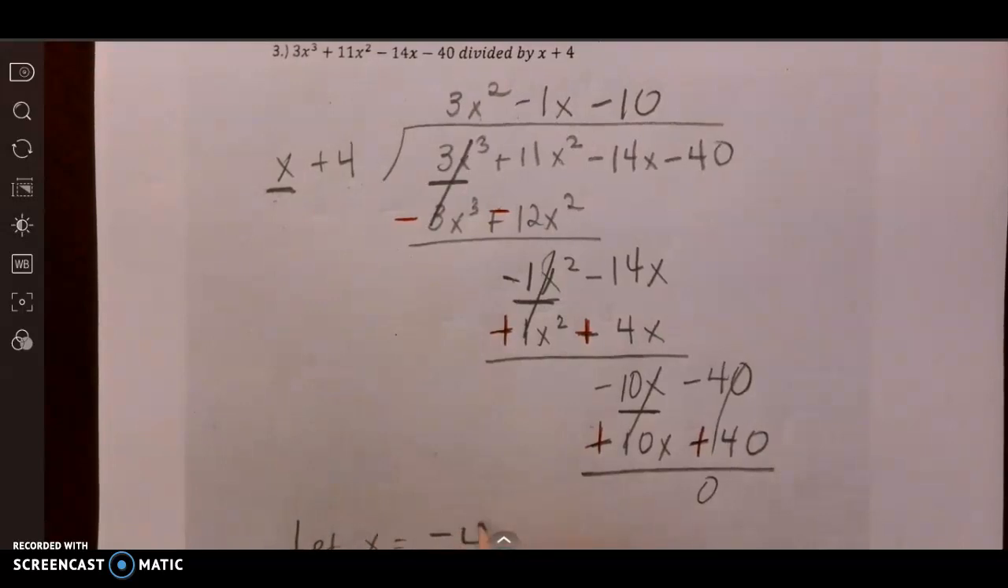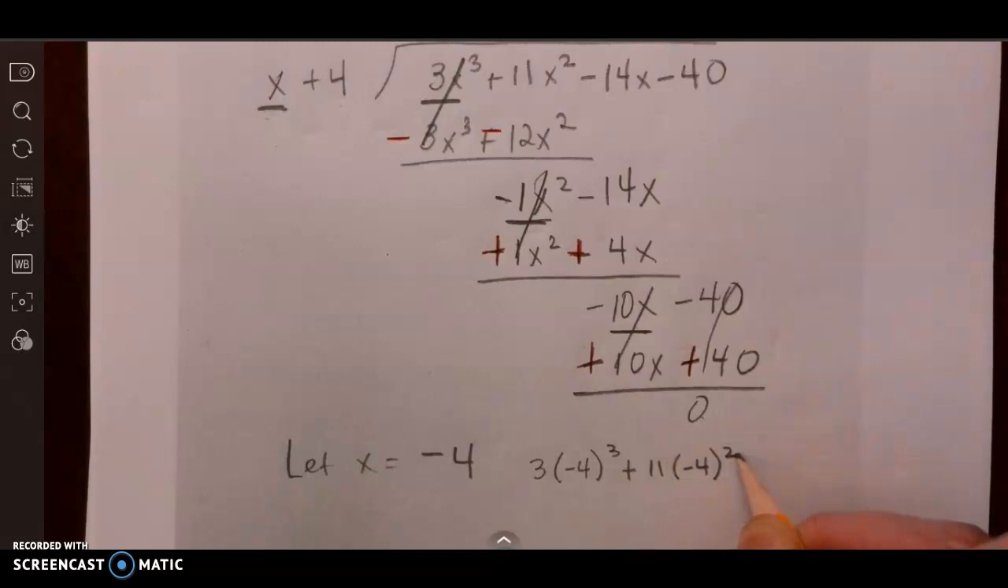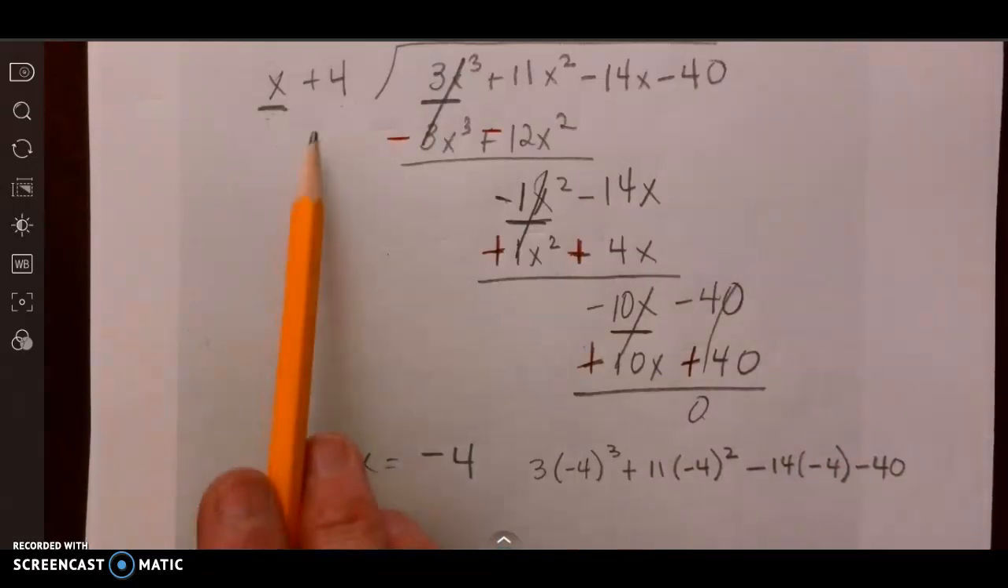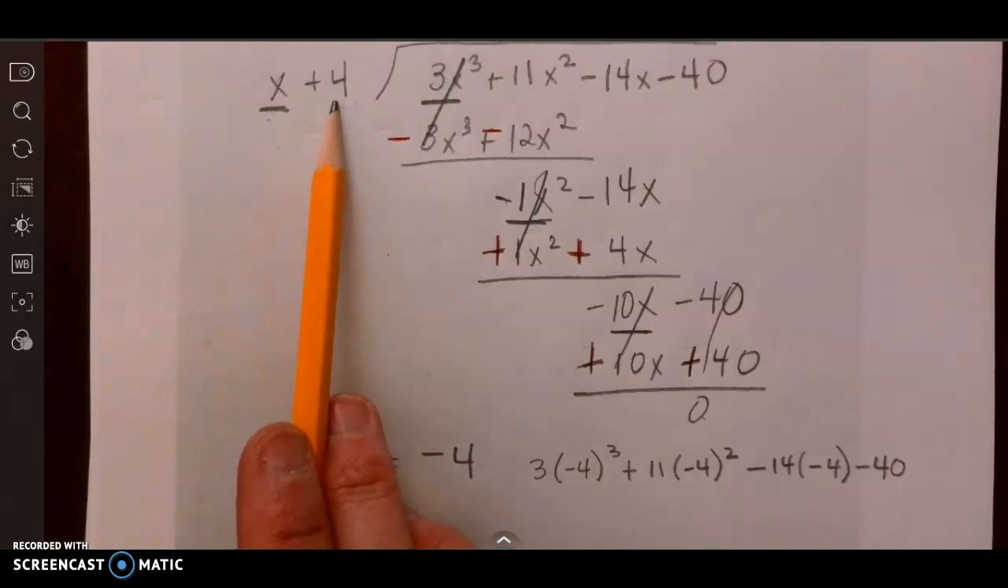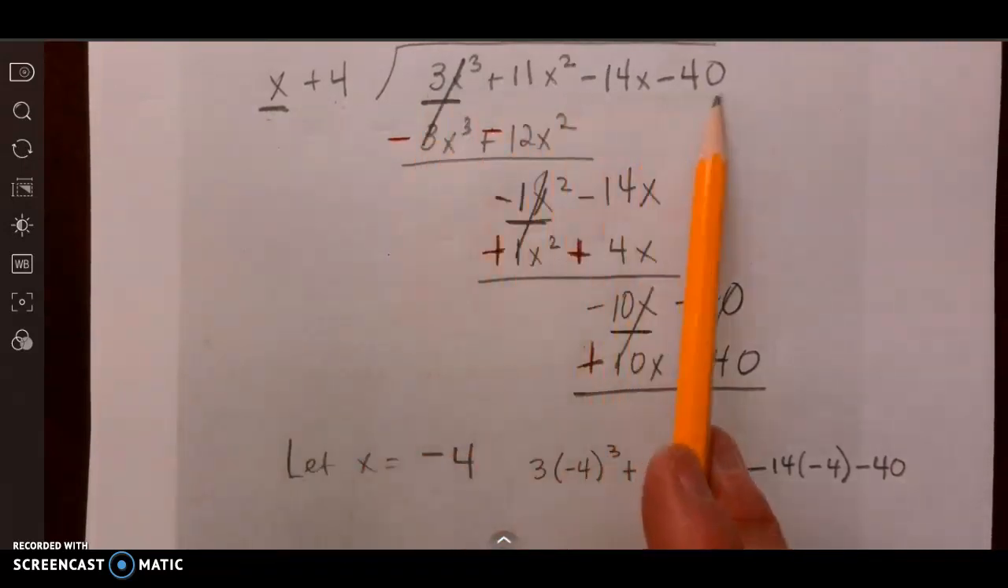Now if I want to make sure I didn't make a mistake, I can let x equal negative 4 in the original, and make sure that I get 0 as my remainder. 3 times negative 4 cubed plus 11 times negative 4 squared minus 14 times negative 4 minus 40. That's using the remainder theorem where I let x equal the c, which would be negative 4, and I put it into the original.